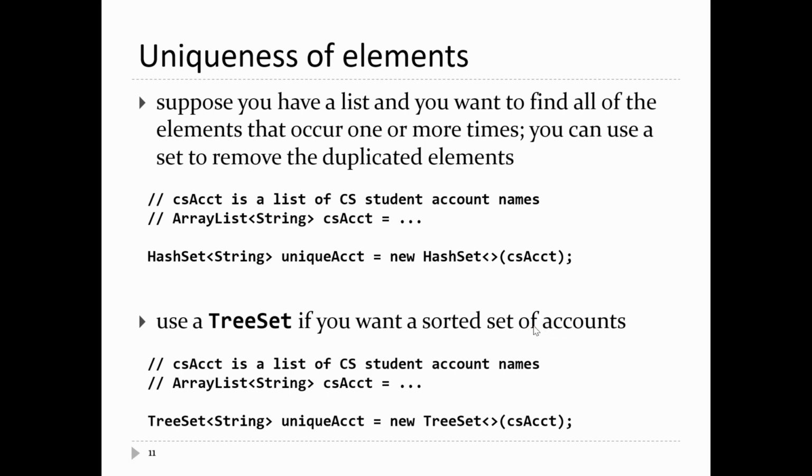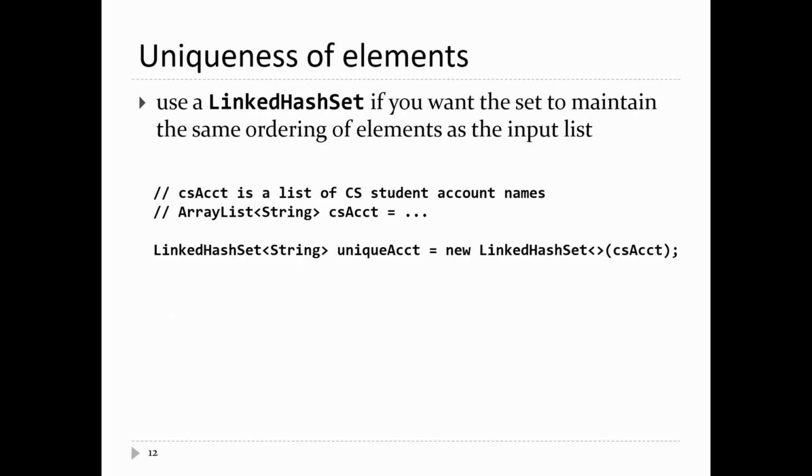If you want the account names sorted, and I often want your account names sorted, or your last name sorted, or your first name sorted, you could use a tree set. Now this tree set takes care of sorting all the elements for you, and so that's nice. So now you get a sorted sequence of all the unique account names. And of course, if you want to remember what order the elements were in originally, you can use a linked hash set instead.